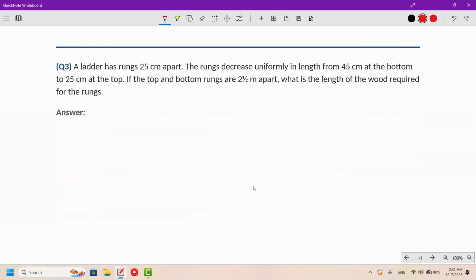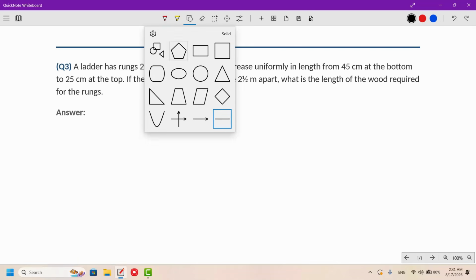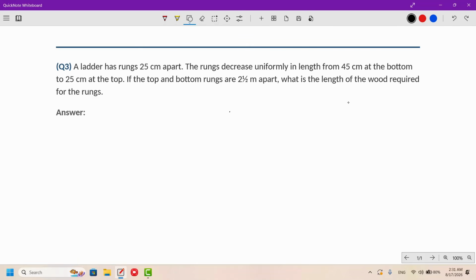Next, let's understand one thing here. That one is very important. Without understanding this, you will not get it.